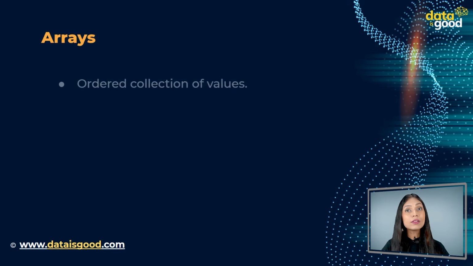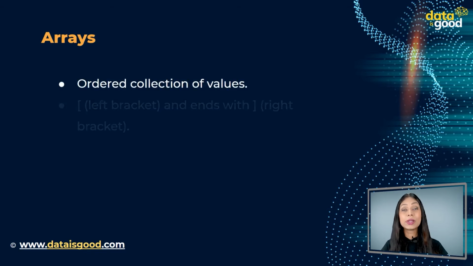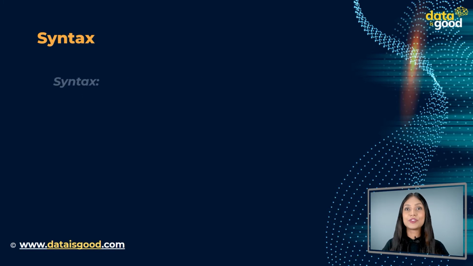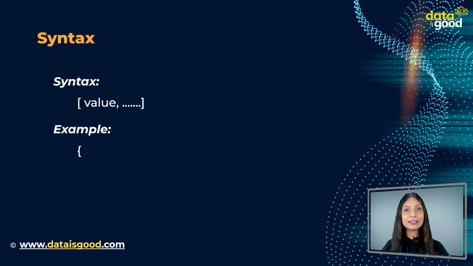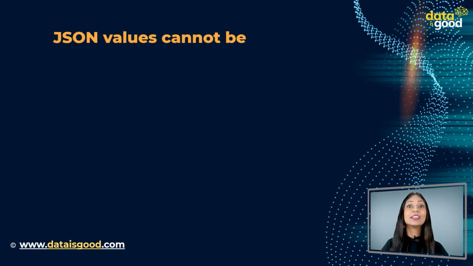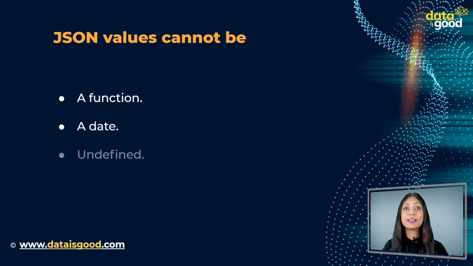And now let us see the last one, which is array. It is an ordered collection of values and begins with a left bracket and ends with a right bracket. The values of the array are separated by commas. Syntax of a JSON array is [value]. Example of a JSON array is employees: [John, Anna, Peter]. Well, these are some data types which JSON supports. JSON values cannot be one of the following data types: a function, a date, undefined.